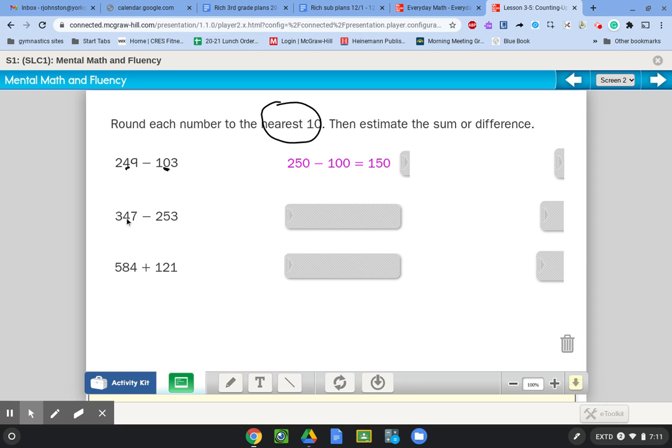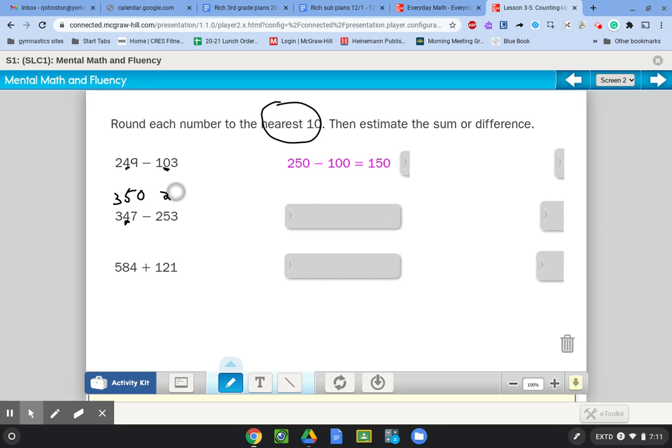This one down here, 347. Well, again, we're looking at the 4. And we're saying, is that staying at 40 or are we bumping up to a 50? The 7 is above a 5. 5 or above, give it a shove. So we're shoving it up to a 50. So this is going to be 350.